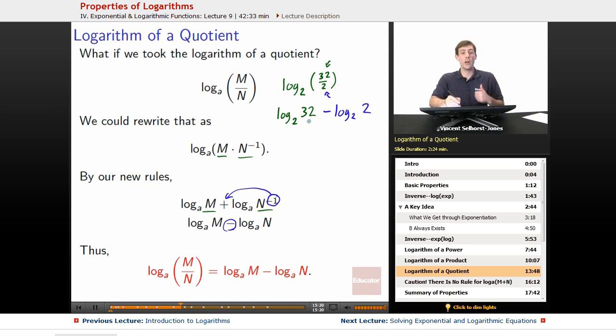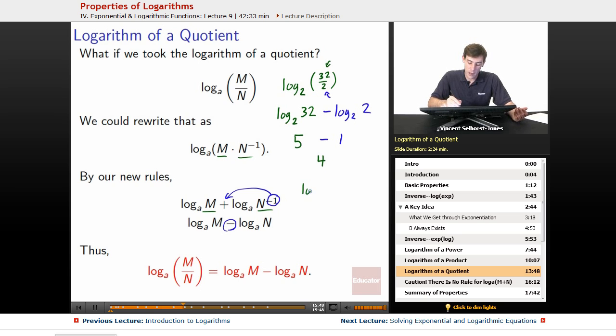Log base 2 of 32, what number do we have to raise 2 to get 32? Well, 2 at 1, 4 at 2, 8 at 3, 16 at 4, 32 at 5. So we raise 2 to the 5th and we get 32, so log base 2 of 32 is 5. What is log base 2 of 2? Just 1, right? 2 to the 1 equals 2. So 5 minus 1, we wind up getting 4.